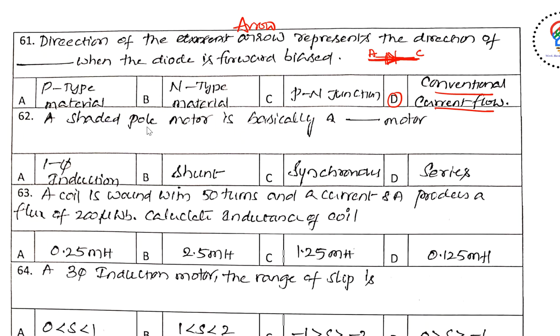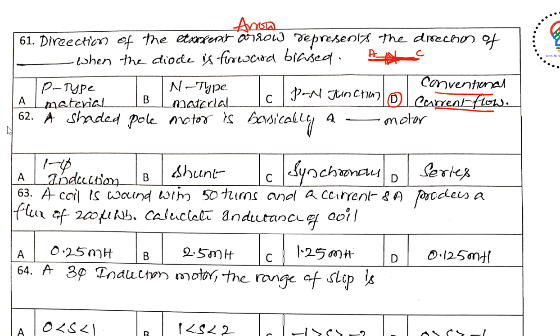Next, a shaded pole motor is basically a: option A is single phase induction motor, option B is shunt motor, option C is synchronous motor, option D is series motor.